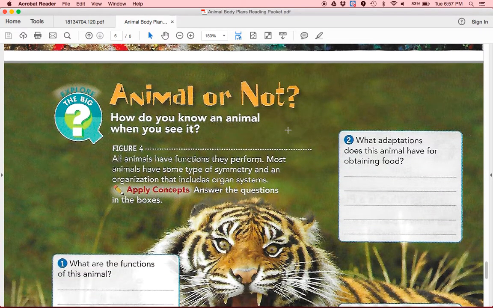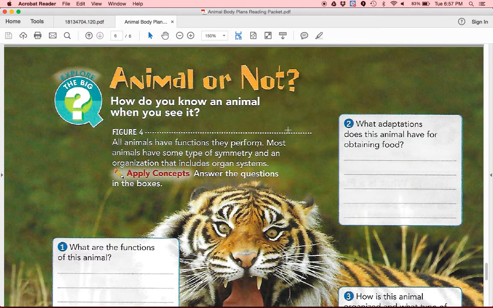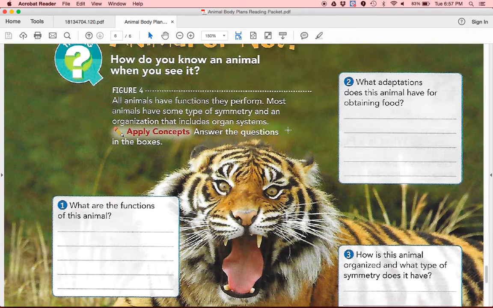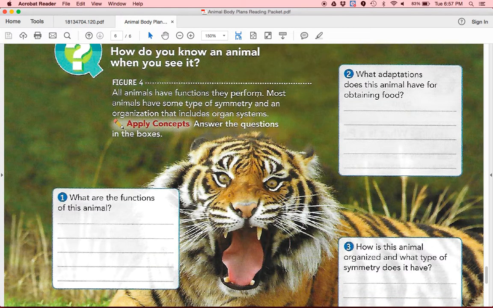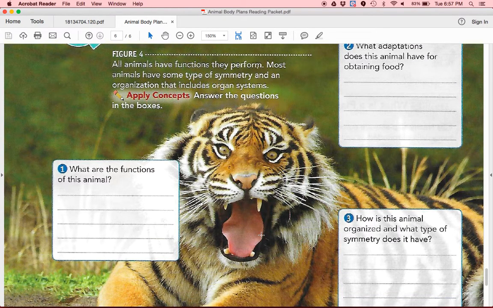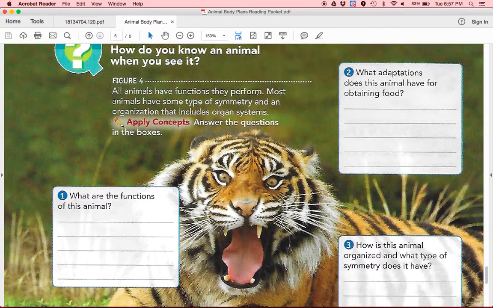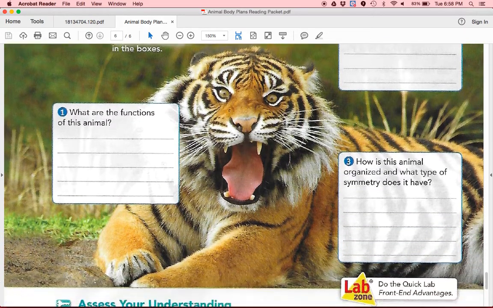Animal or not. How do you know an animal when you see it? Figure 4. All animals have functions they perform. Most animals have some type of symmetry and an organization that includes organ systems. So, the function of this tiger here is a predator. It is a stalker of prey. What adaptations does this animal have for attaining food? Well, look at these sharp teeth here. How is this animal's body organized and what type of symmetry does it have? It has bilateral symmetry. It has a head at the front, just like the reading just talked about. So this tiger has bilateral symmetry.